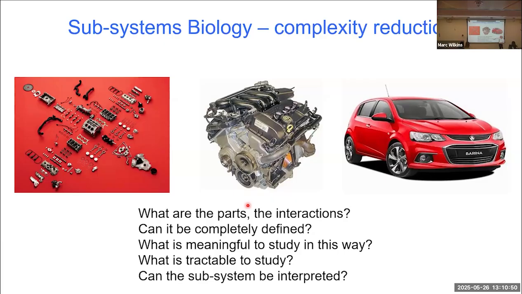And so the things you can then ask are, what are the parts, the interactions, can you define them? In biology, you need to think about what can you study in this way? Is there something which is sufficiently small, but not too small, that you can look at and maybe study in this way? And what's tractable? Can the subsystem that you're looking at be interpreted? Because we like to do things that you can interpret, because otherwise it's hard and you don't learn stuff. So complexity reduction and subsystems is a part of what I've been thinking about, what my group's been working on for quite a long time.